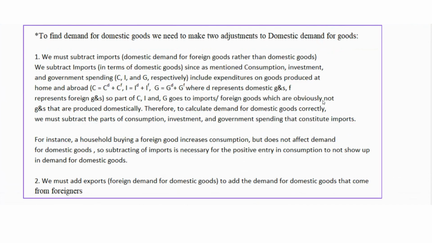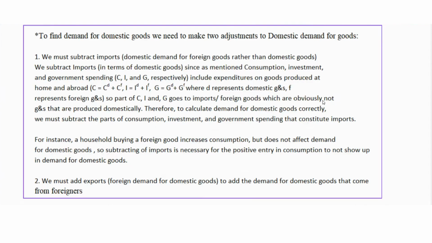expenditure in C, I, and G that is on foreign goods, because those are not goods and services that are produced domestically. So to calculate demand for domestic goods from domestic demand for goods, we subtract the parts of C, I, and G that constitute imports, because demand for domestic goods is essentially domestic goods bought by domestic or foreign residents. So in domestic demand for goods, we had domestic or foreign goods bought by domestic residents, so we subtracted the foreign part. For instance, a household buying a foreign good increases consumption but does not affect demand for domestic goods.